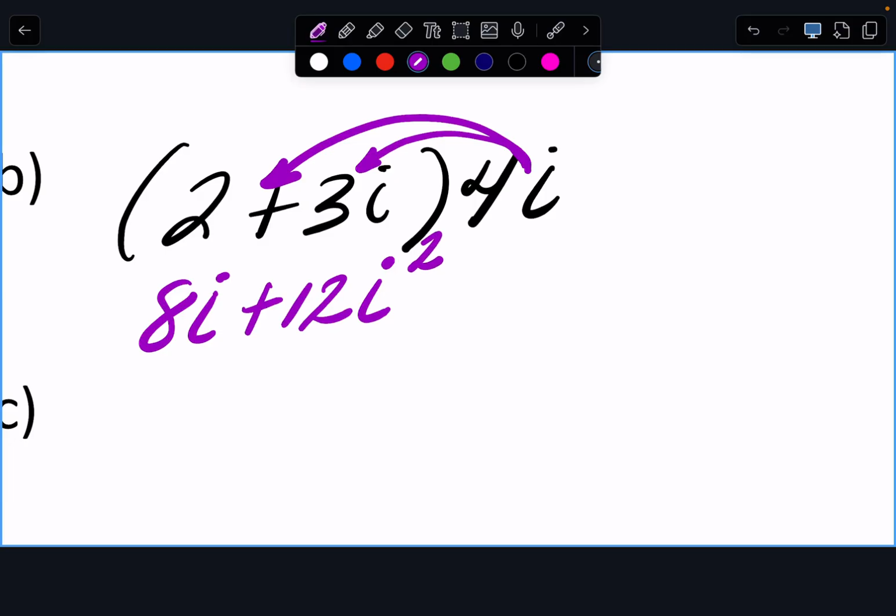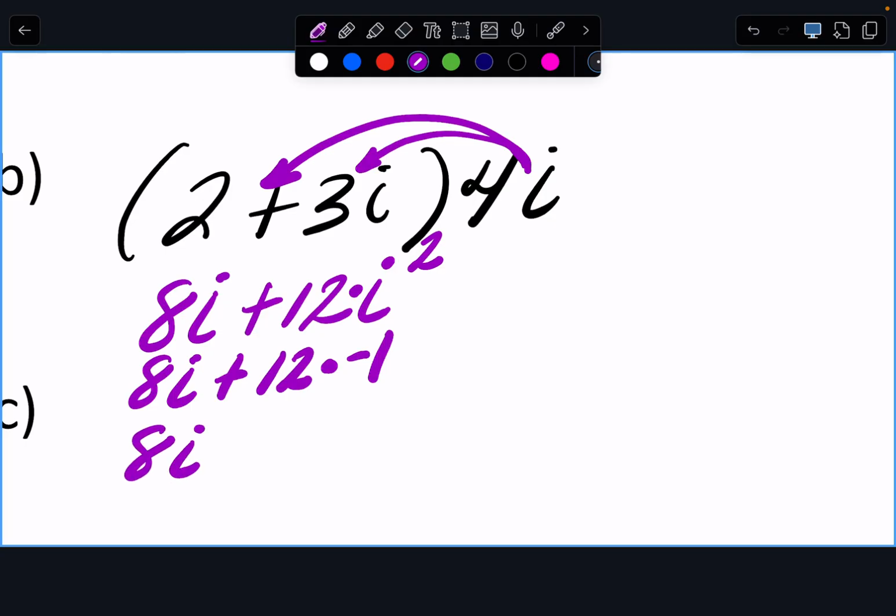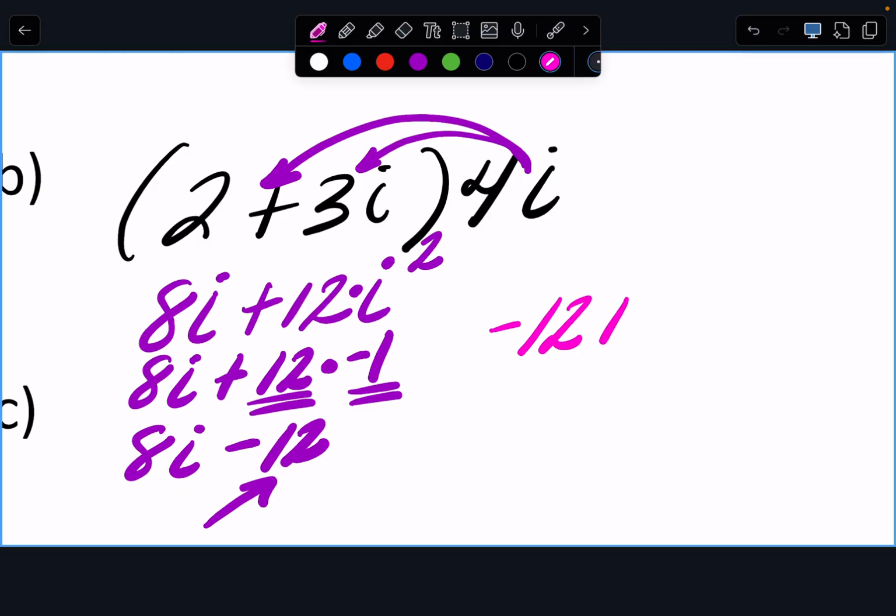So then from there you would say, oh, this is a times sign. So really this is 8i plus 12 times negative 1. Not adding, it's a times sign. So isn't that just 8i minus 12? 12 times negative 1 is negative 12. So now we're going to write it in the correct order. The real part gets listed first. So you'll say negative 12 plus 8i.